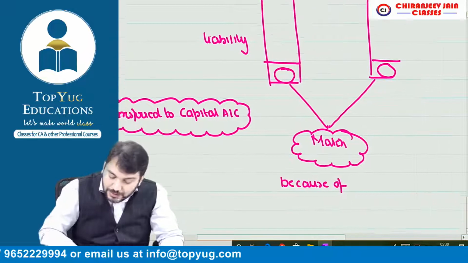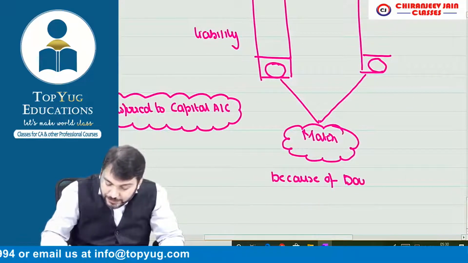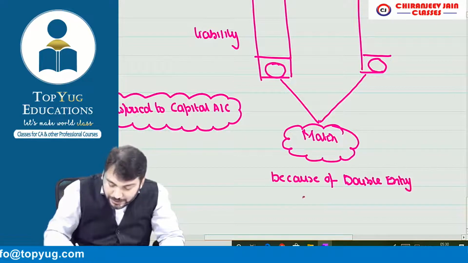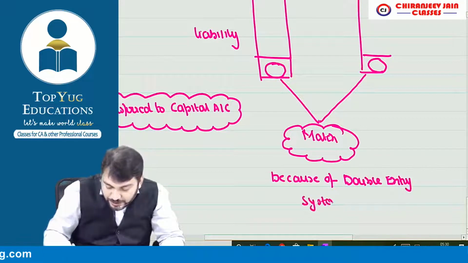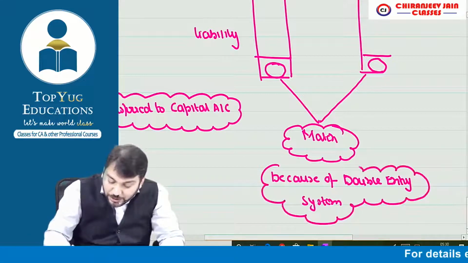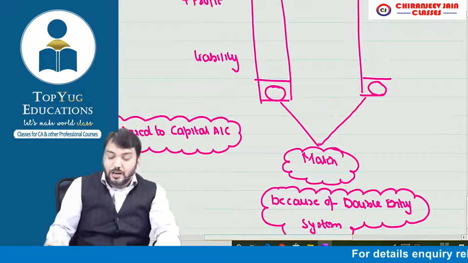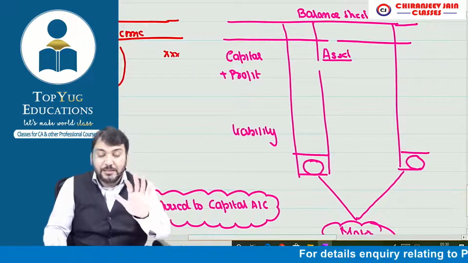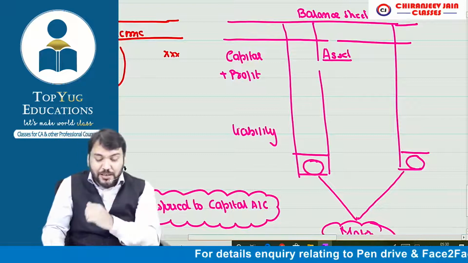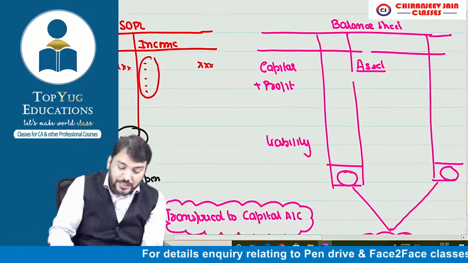Because of double entry system. Have you understood what I am saying? Double entry system. Now matching this is what we need to understand. I am just giving you the objective till now. Till now we have not started recording. Correct? We have not started the books of account. Books of account we have to start. But have you understood what I am saying?